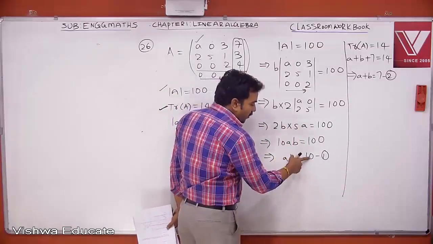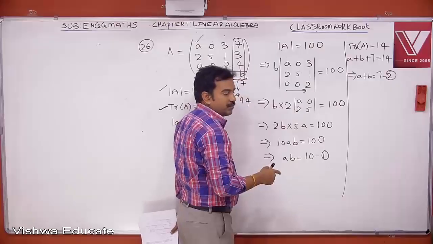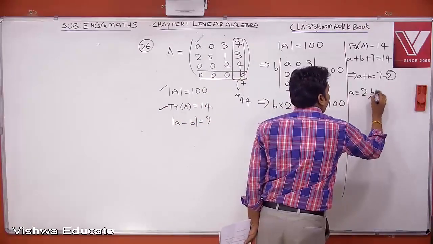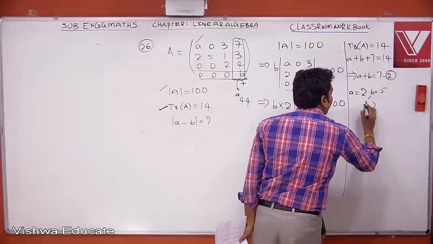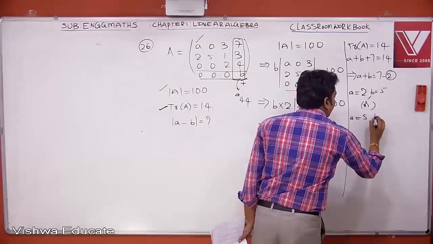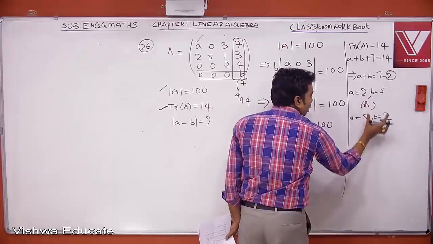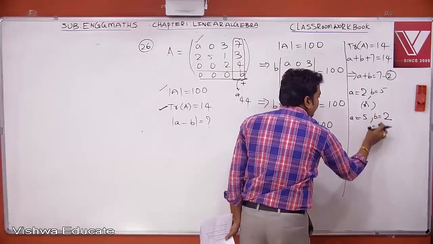Now let us solve for A value and B value from the two equations. Product of two numbers is 10. Sum of two numbers is 7. Therefore, the possible values are A can be 2, B can be 5. Or A can be 5, B can be 2. Two different values. So 2 plus 5 is 7. 2 into 5 is 10. 5 plus 2 is 7. 5 into 2 is 10.